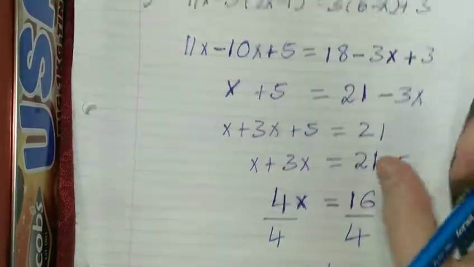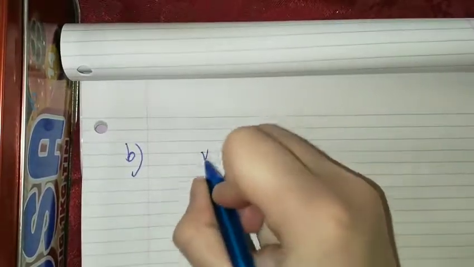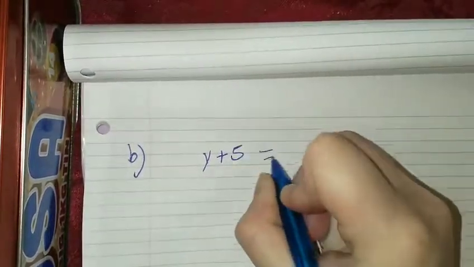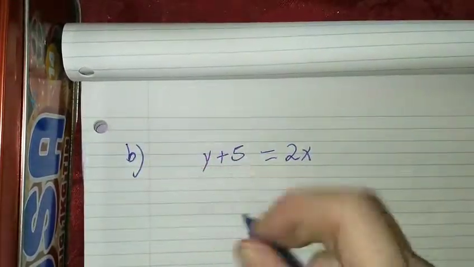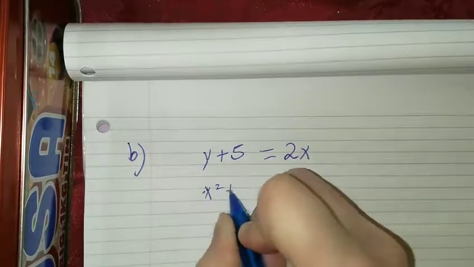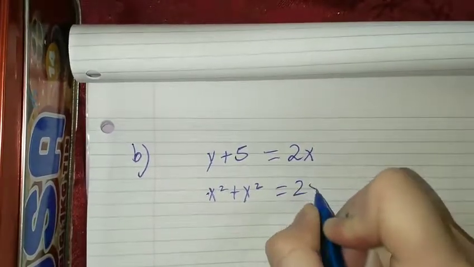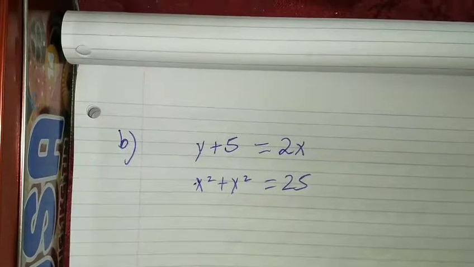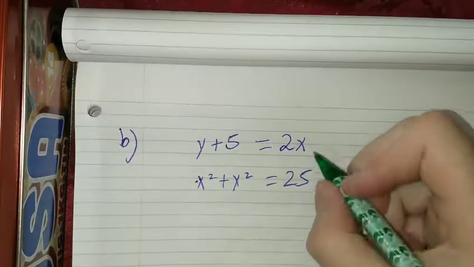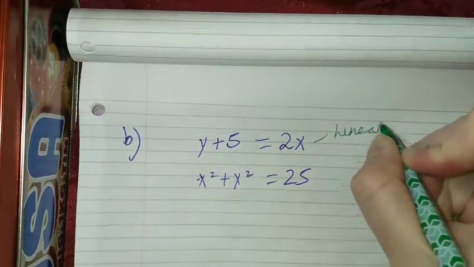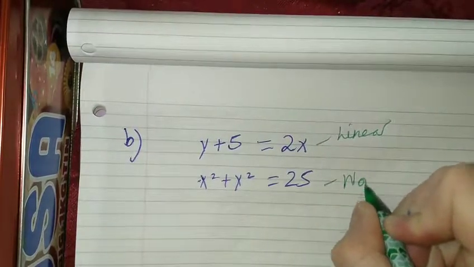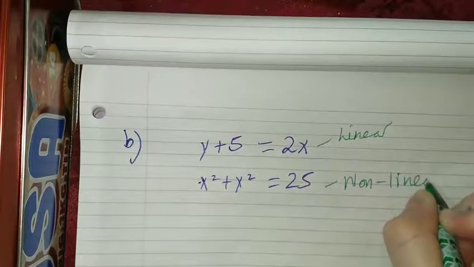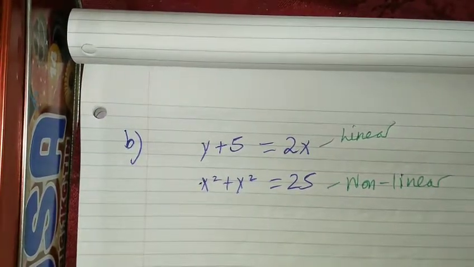And then the next part was, so we were given two equations. So x plus 5 is equal to 2x, y plus 5, and then x squared plus y squared is equal to 25. So this is an example of a linear. So the first equation is linear, and then the second is a non-linear simultaneous equation. So it's a little bit different to the way that we're used to doing it.